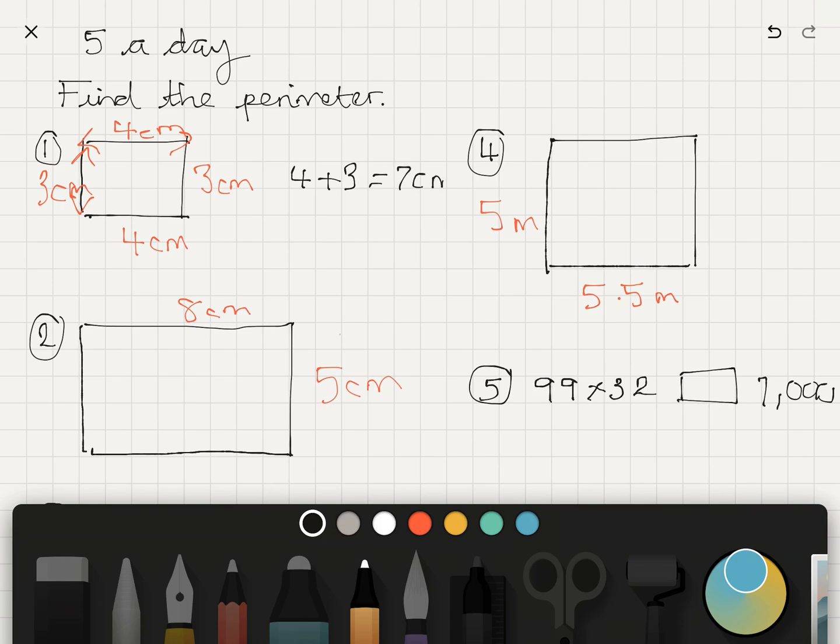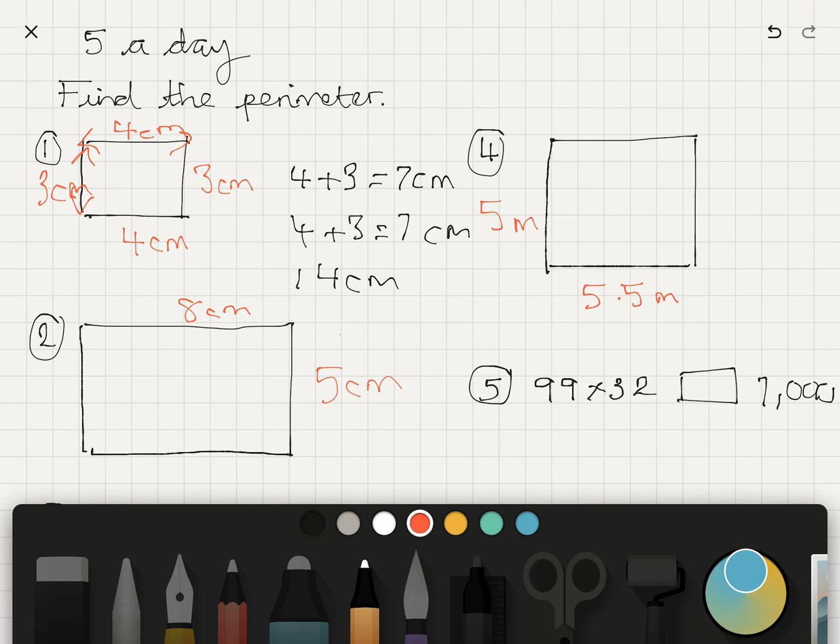So we need to do 4, add 3, which we know is 7. It's going to be centimetres. You must always put the unit, otherwise you won't get the answer correct. 4, add 3 again, which we know is 7. And then we can add them together. So we know the answer to number 1 is 14 centimetres. That's our perimeter for number 1.